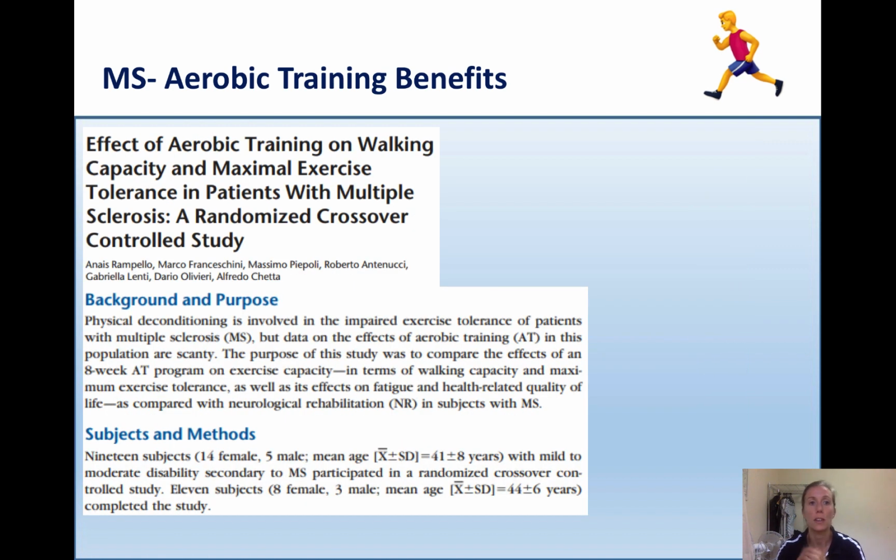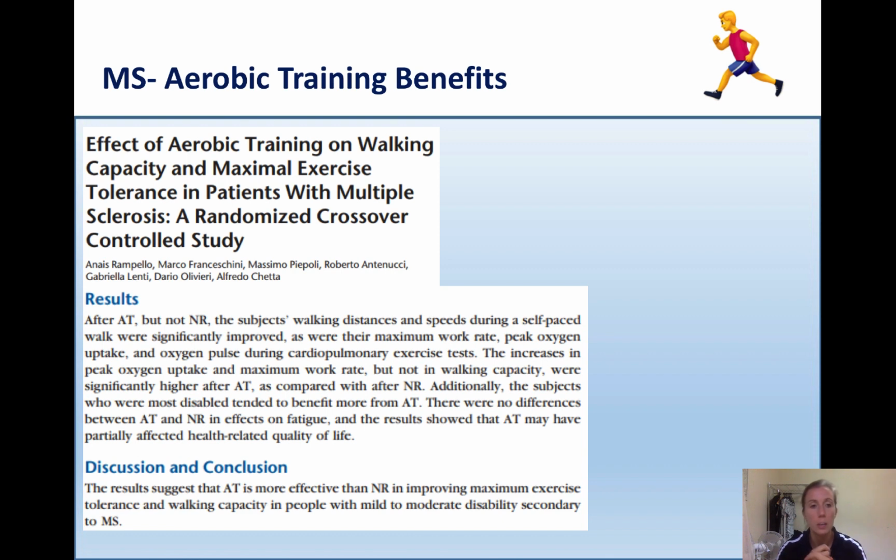Another study here: the effect of aerobic training on walking capacity and maximal exercise tolerance in patients with multiple sclerosis, and this was a randomised crossover control study. Just talking about the background and purpose, physical deconditioning we know is related to impaired exercise tolerance in MS patients. So we had 19 subjects, 11 subjects completed the study, so there was a little bit of dropout for whatever reason.